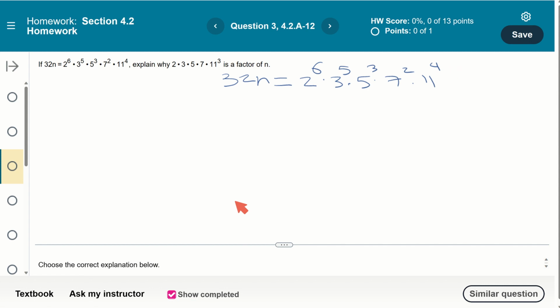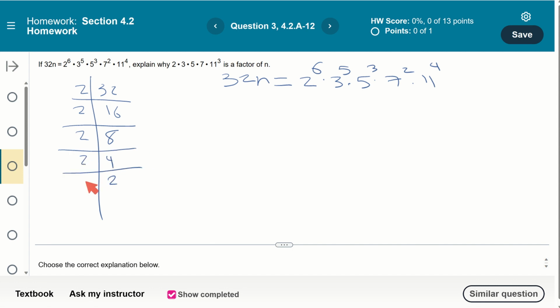So if I just go ahead and do that, remember 32 can quickly be written as, we start with 2, we divide, we get 16, divide by 2 again, we get 8, divide by 2 again, we get 4, divide by 2 again, we get 2, and one last 2 gives us 1. So notice 32 is 2 to the 5, right? So instead of 32, I'm going to write 2 to the 5 n equals 2 to the 6 times 3 to the 5 times 5 cubed times 7 squared times 11 to the 4, right?